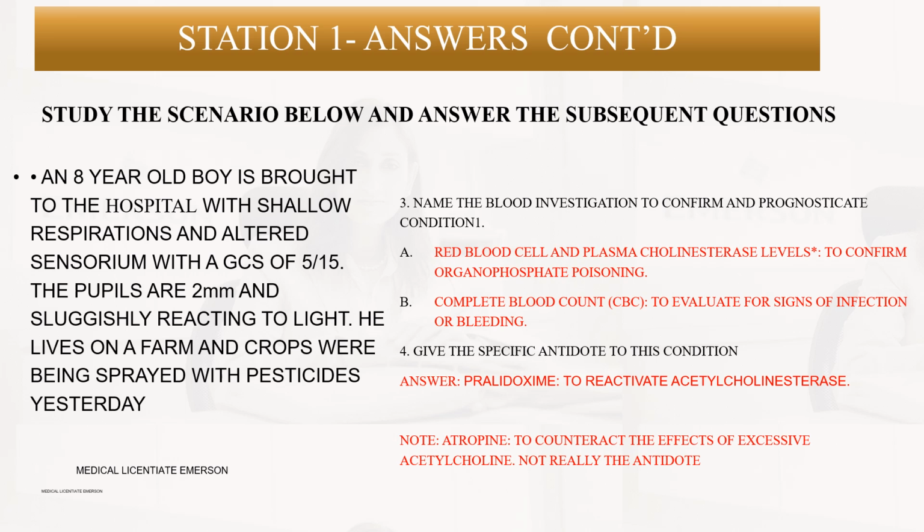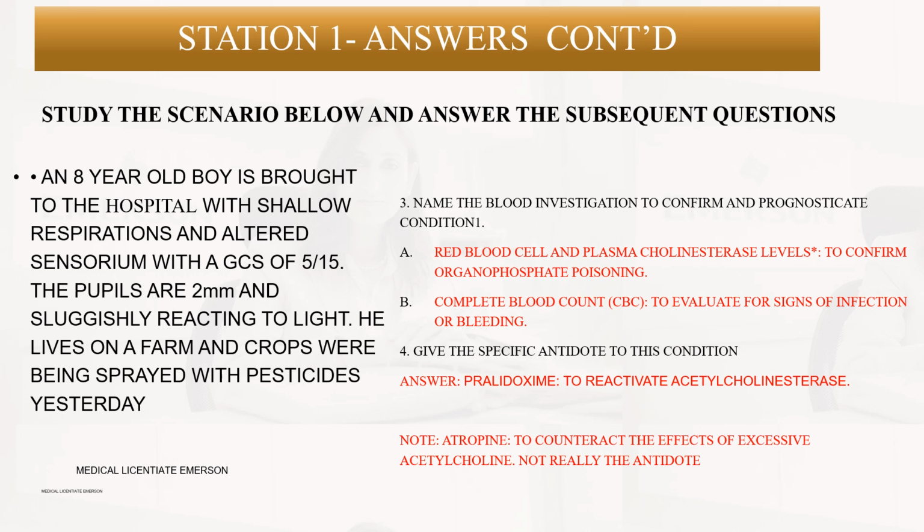Remember, organophosphates inhibit the cholinesterase enzyme so that it stops breaking down acetylcholine. So you have to check for the levels of the plasma cholinesterase enzyme. Then the other investigation we can do is the complete blood count to evaluate signs of infection or even bleeding. But of course, in order to confirm the diagnosis, the plasma cholinesterase level is diagnostic.